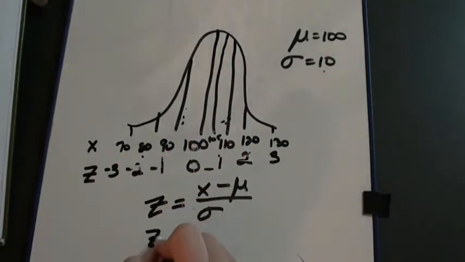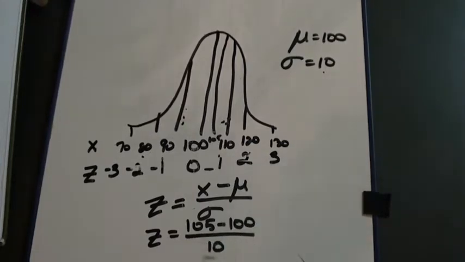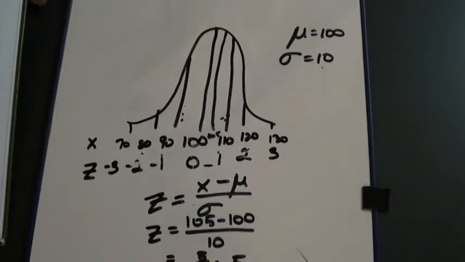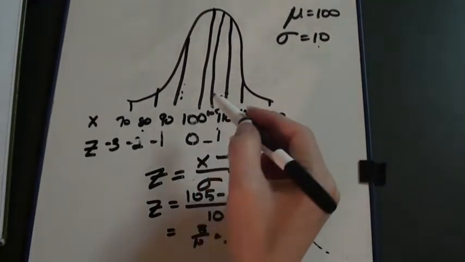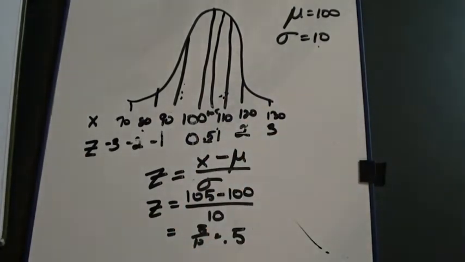So for this example, if I want to convert 105 into a z value, I'll say the number I want to convert minus the mean divided by the standard deviation, which would give me 0.5. So 105 has a z value of 0.5.